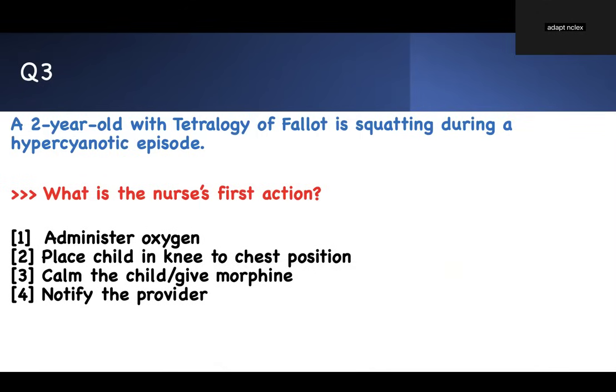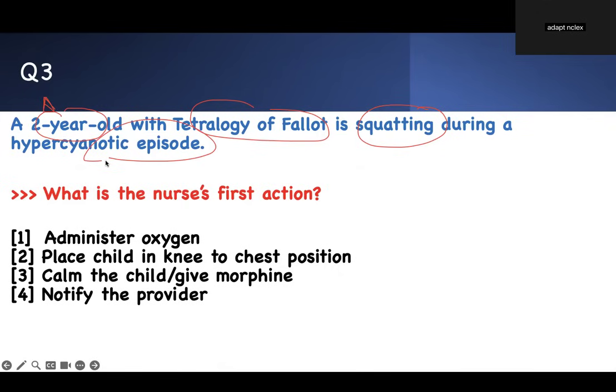Let's break this question down. We're making content simple as much as possible. What is the next first action? That means number 1 thing she's going to do. A 2-year-old child with what? Tetralogy of Fallot, because I'm going to talk about things the NCLEX is going to ask you. There's a 2-year-old. That's the reason why I give you age. There's a tetralogy of Fallot. It's a kid. He's squatting. You see what I'm going through? I'm breaking down the question. I'm not just reading it just like that, trying to figure out what they're asking me.